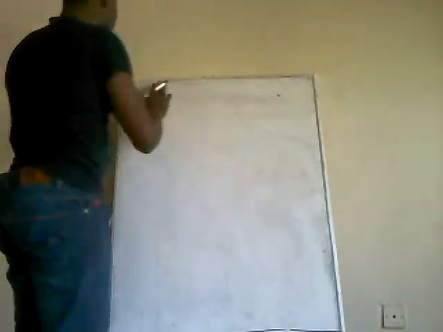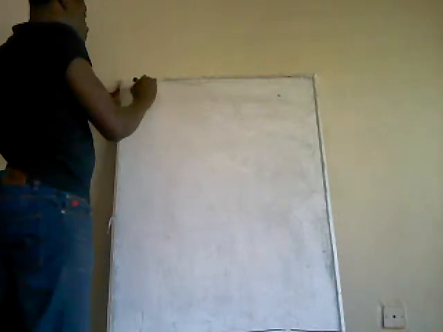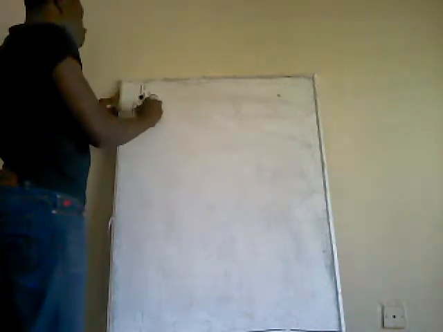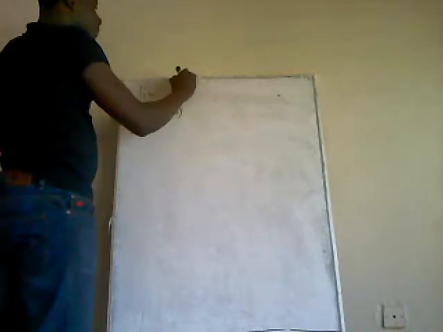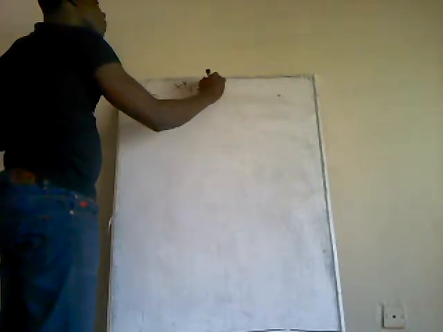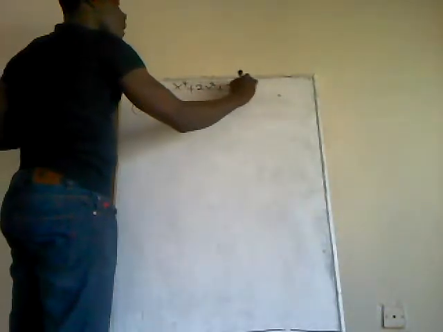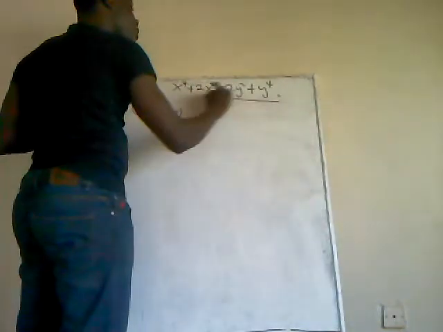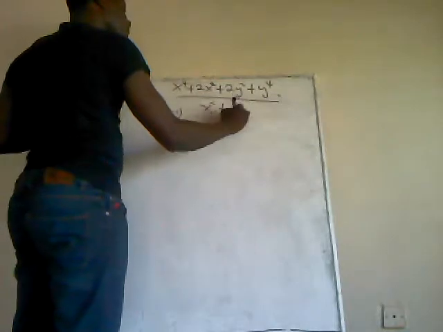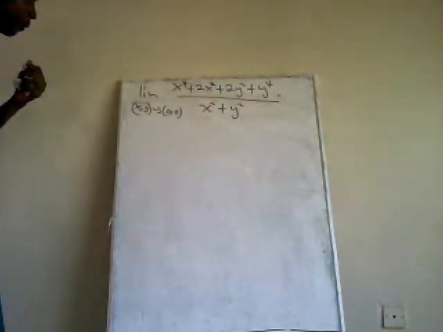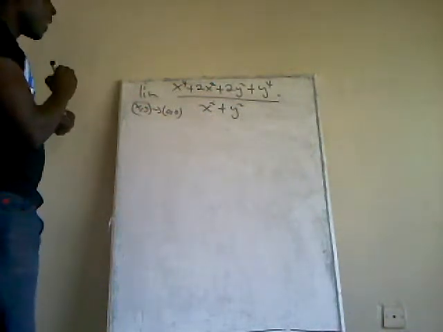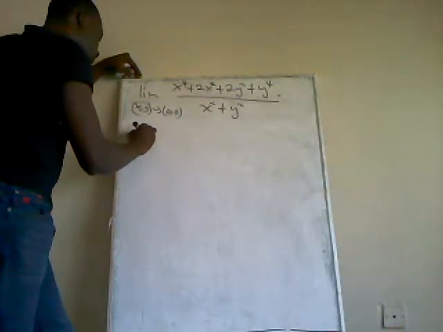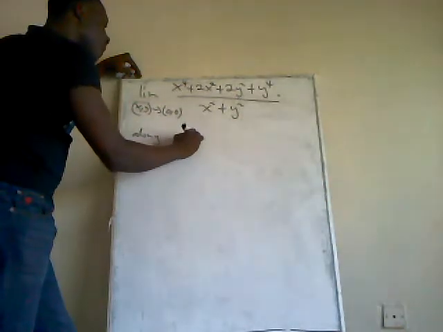We take another example, and in this example we are looking for the limit as (x, y) approaches (0, 0) of (x^4 + 2x^2 + 2y^2 + y^4) over (x^2 + y^2). By the accumulation point theorem, we check limits along y is equal to 0.